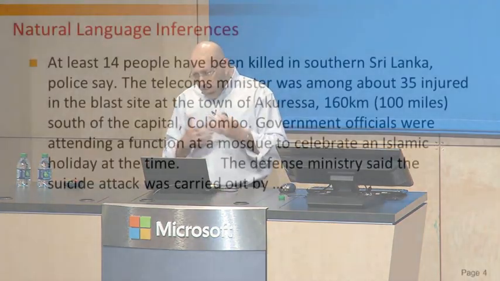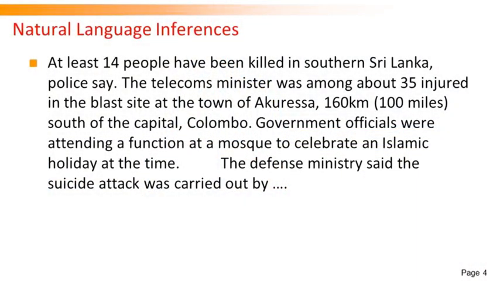So these are the types of inferences that we make all the time in many contexts, in different phenomena. It's even more interesting to think about it when you have more text. So here is a short news story.